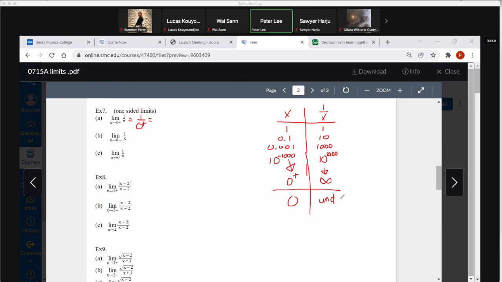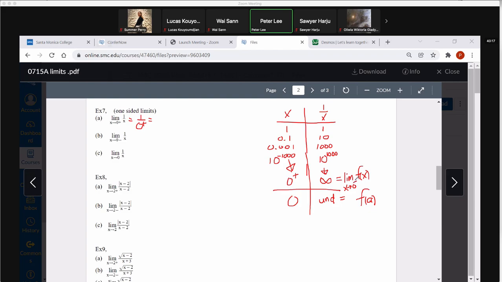But this undefined right here, this is what we call the functional value. Let me just call this f of a. This infinity right here, this is what we mean by the limit value. This is the limit of whatever function we're dealing with, and then x is approaching some number. In this case, x is approaching 0 plus.